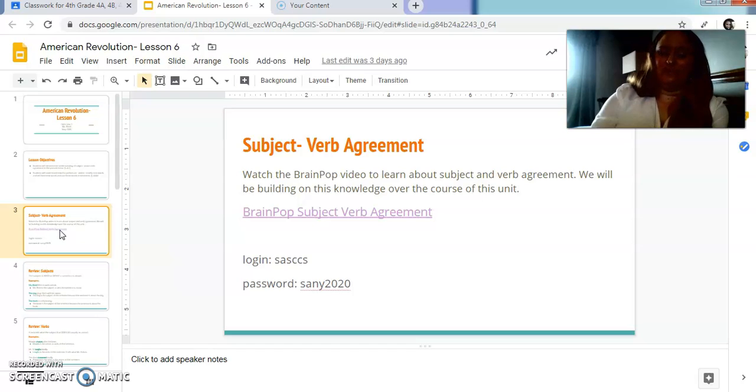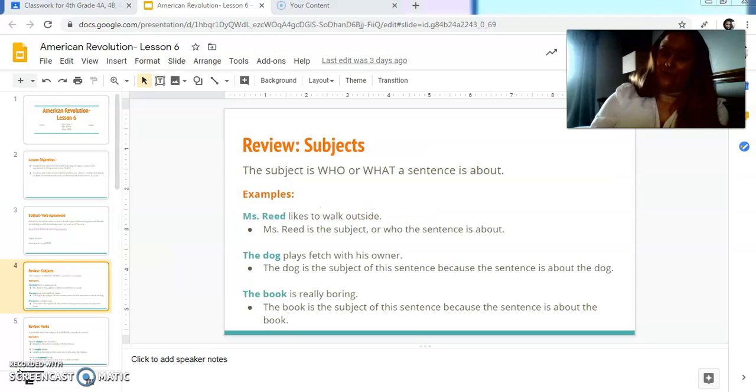It's only a few minutes long on BrainPop about subject and verb agreement. So take the time right now, pause me, and watch this video on BrainPop. The login and the password is at the bottom of the page. It's going to be very helpful for you to watch this video before we get into me going over subject-verb agreement. Okay, so now that you've watched the BrainPop video, this is probably fresh in your brain.